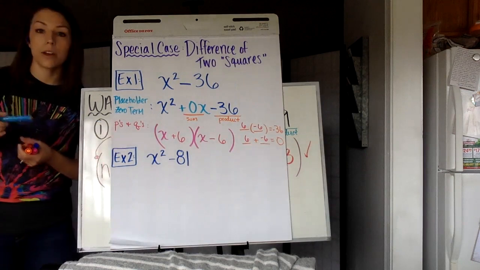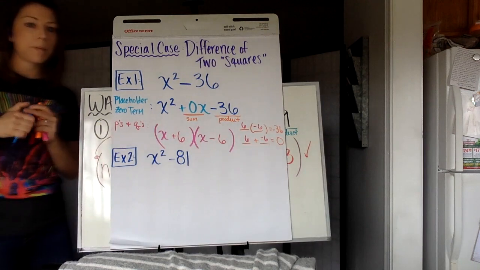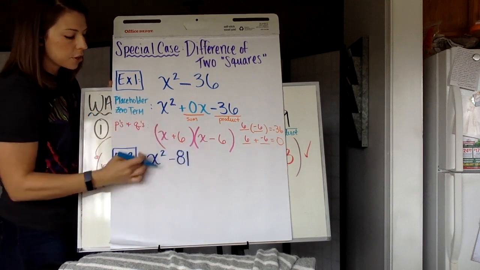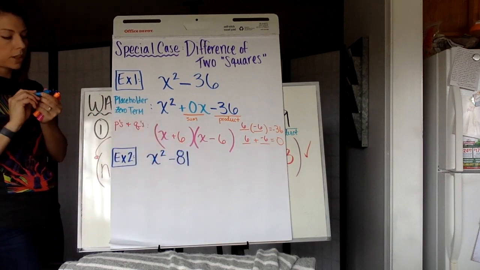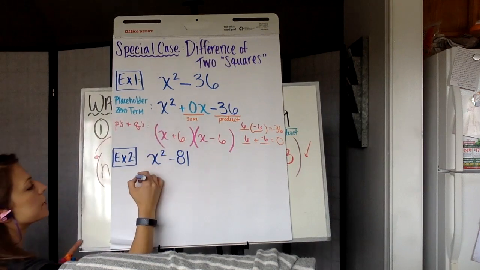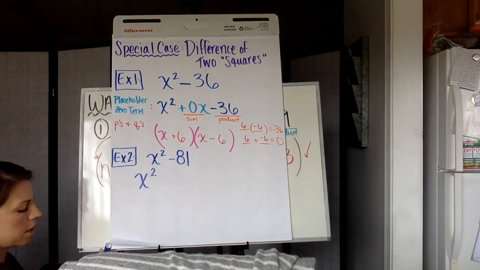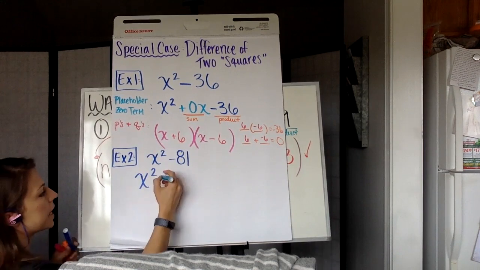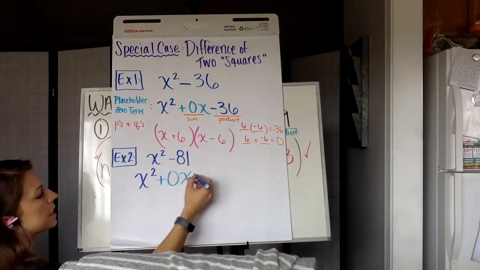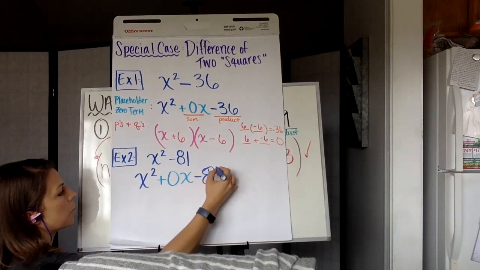And here we go. Welcome back. Here we go. Step 1, placeholder 0. So we're going to take this 2-termed binomial and change it into a 3-termed trinomial. So my first term is still x squared, but I'm going to add in a placeholder 0x. And then my last term is still a negative 81.